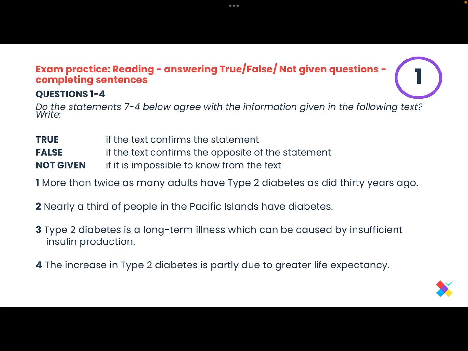The first 4 are true, false, not given, which are really, really tricky, especially the not given one, because many candidates with whom I've worked have been trying so hard to find information, and obviously it wasn't in the text, so this means it's not given.